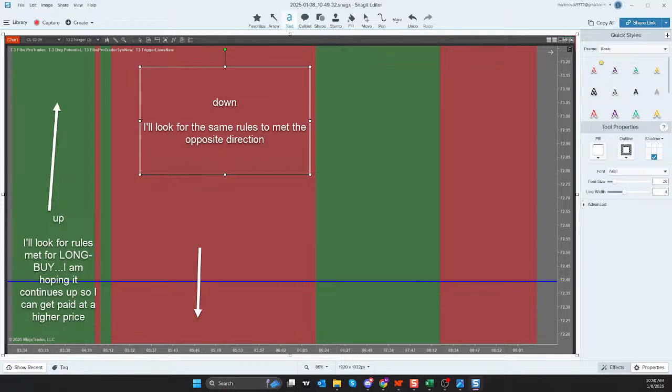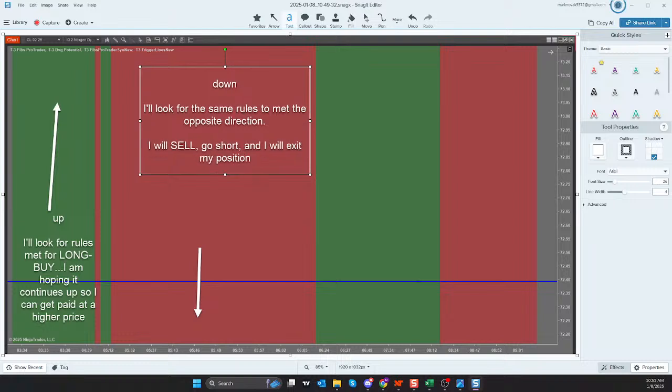No, this is the beauty of futures. Oh, you're going to love this. You're going to make it coming and going. I will sell, and this is what it calls to go short. I will sell, go short, and I will exit my position lower to get paid. And you're asking yourself, well, how the hell can I sell something that I don't own, right?